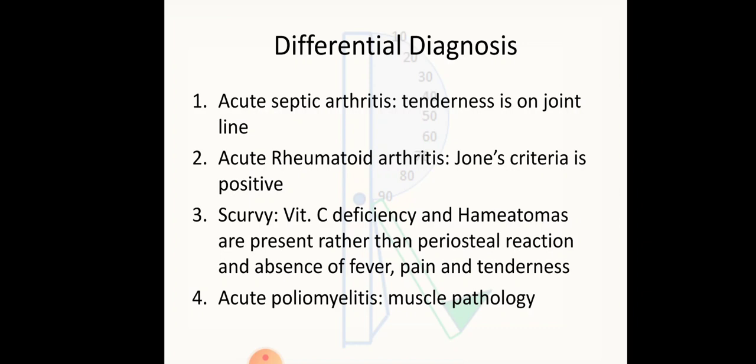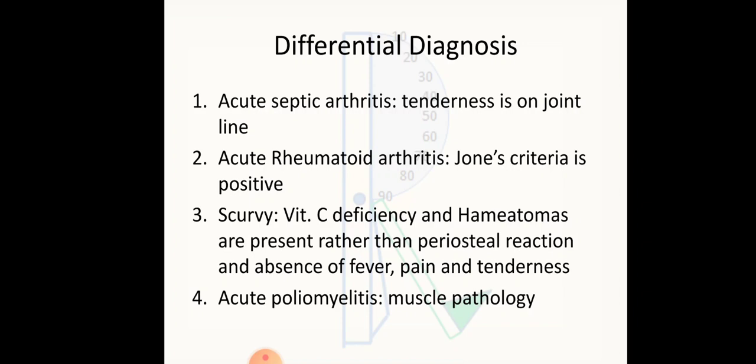That's it. Now coming to scurvy. Scurvy, we already know, is caused by vitamin C deficiency, whereas in osteomyelitis there is no deficiency as such; it is just caused by the causative organism. Now coming to the differential characters. In scurvy, hematomas are present rather than the periosteal reaction, which is commonly seen in acute osteomyelitis. Also, scurvy doesn't include fever, pain, and tenderness of the joints, whereas osteomyelitis does.